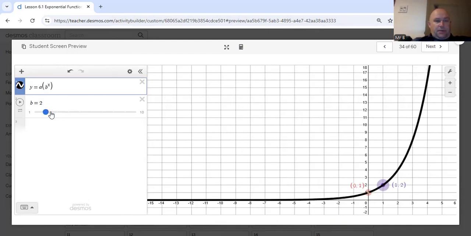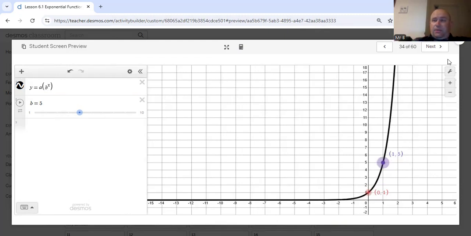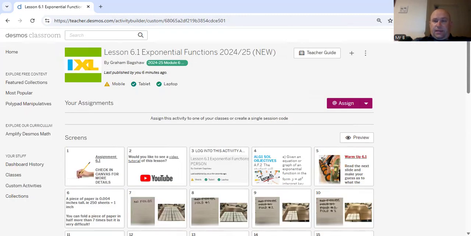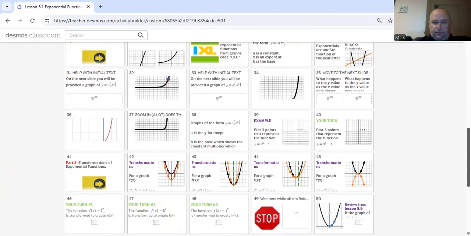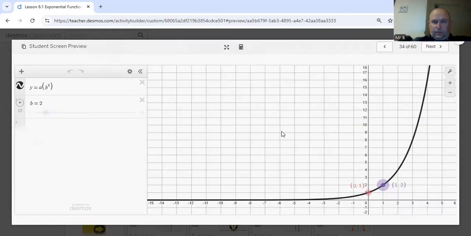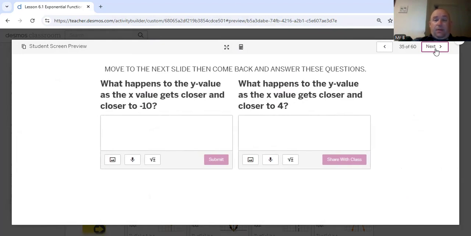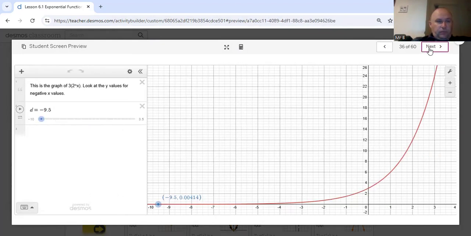If I was to change this to 3, by the time I get to this graph 4, it's going to be a really big number. And if I change this to 5, it's going to be an even bigger number. So this is something where the numbers really increase really quickly. I think I just clicked on the wrong button there. Whoops. So let me click back so we can get to that graph. There we go. So that's what the effect will have. The y value will get bigger and bigger as the x value gets further and further to the right.